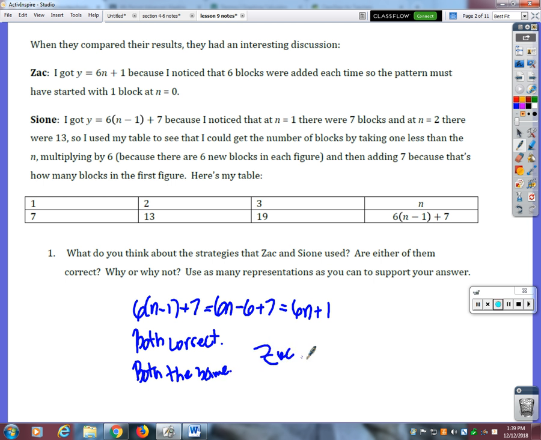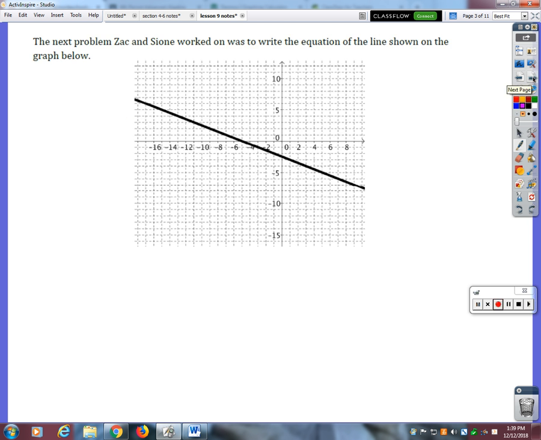In my humble opinion, Zach's is easier. I don't know, maybe you think Sion's is easier. I got lost in the second sentence there. I noticed that at n equals 1 there were 7 blocks, n equals 2 there were 13. Yeah, I don't know. Okay, we all right with that? Okay. And Zach's method has been the one that we have focused on the most. Okay, the next problem Zach and Sion worked on was to write the equation of the line shown on the graph below. Will you guys write the equation for that line?